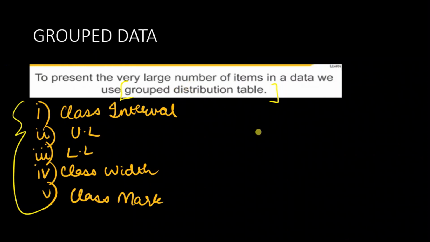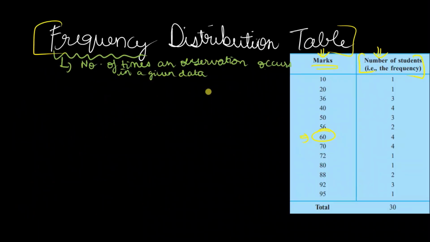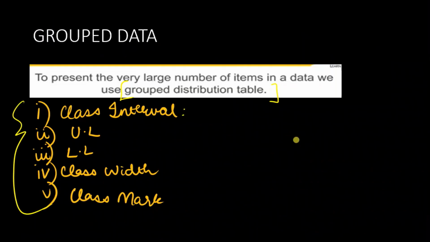Before we learn upper limit and lower limit, let me tell you what a class interval is. A class interval is used to present a large amount of data more meaningfully, divided into various columns with minimum and maximum values. Such groups are called classes or class intervals. Basically, let's take this previous table. We don't have a frequency table here, so I will make a table for you.